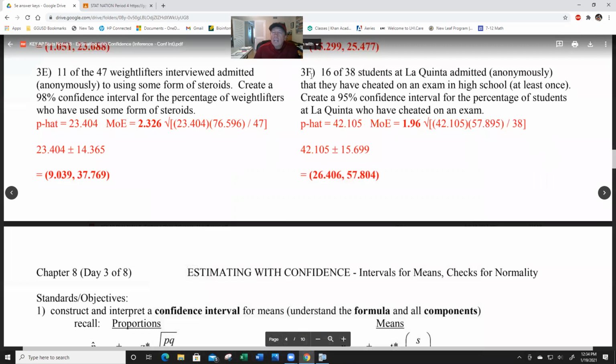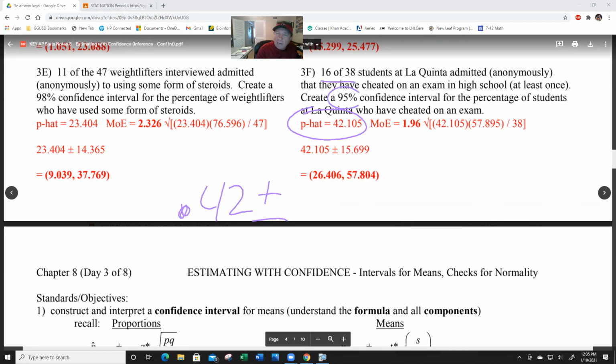Okay, last one. 16 of 38. Here we go again. This is going to be a huge margin of error because that's such a small sample size. Admitted anonymously they have cheated. Oh, yeah. Create a 95% confidence interval for the percentage of students who have cheated on an exam. All right. 38 is not a big number. We're going to go with it. Okay, first of all, 16 out of 38 is around 42%. So here we go, 0.42 plus or minus.